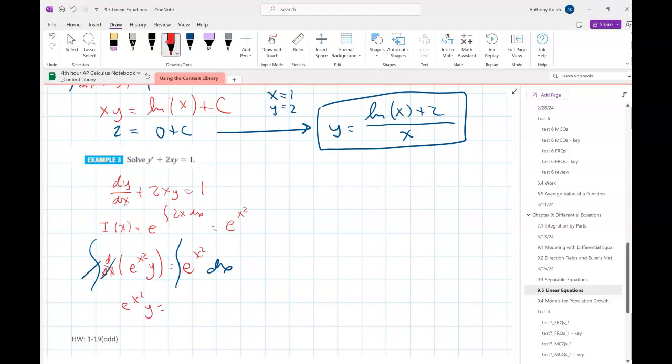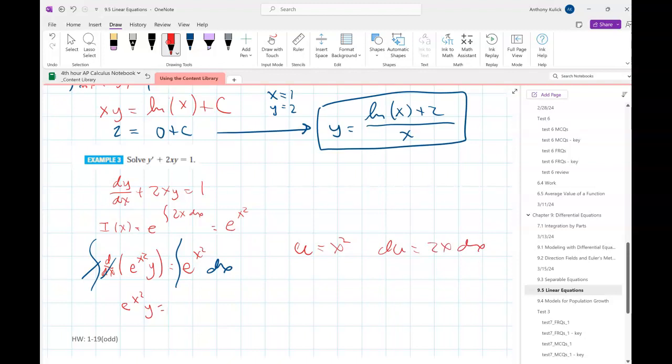Now, what am I going to do with the right-hand side, though? What's the integral of e to the x squared? It's not e to the 2x. Well, what if I try to do a u sub? Is it going to work? If I tried to use u, it'd probably be x squared, but then du should be 2x dx, and I don't have a 2x.